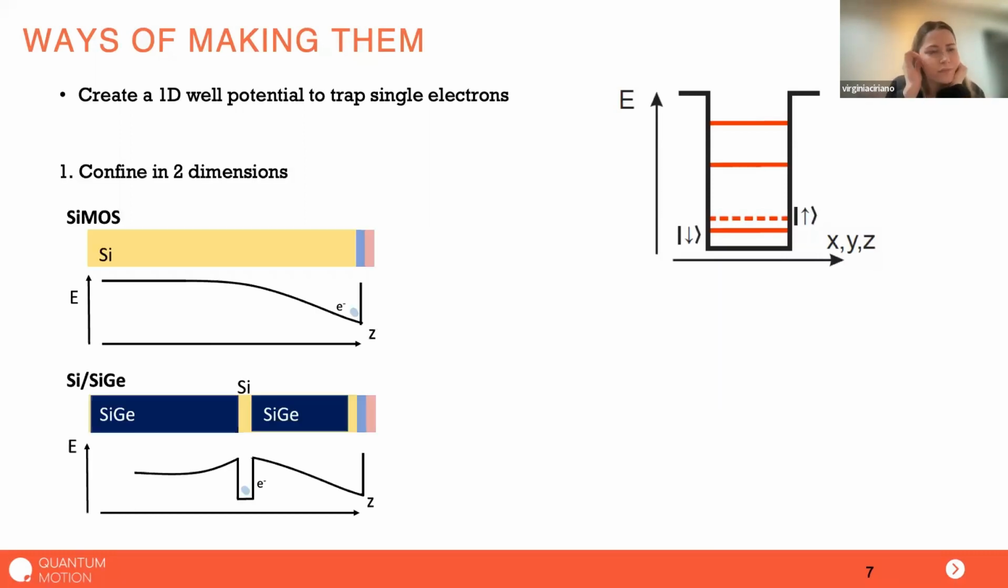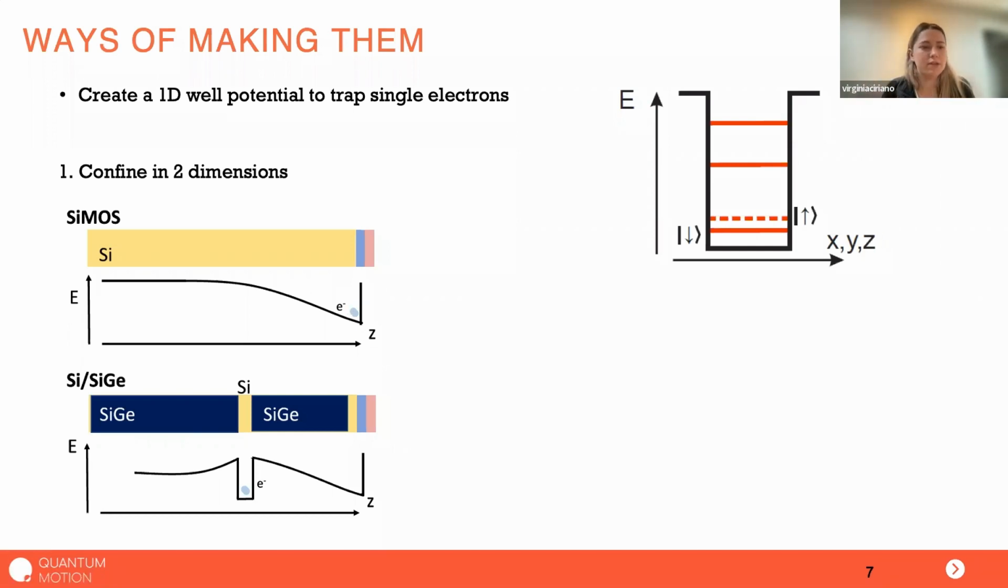So how do you make a zero-dimensional well? First, you need to confine into 2 dimensions. And to do so, you have two options. The first one is to use a metal oxide semiconductor structure. So you have a silicon layer, and you apply some voltage to the metal, a positive voltage, and the electrons are going to get attracted to that metal. And they would create a two-dimensional gas.